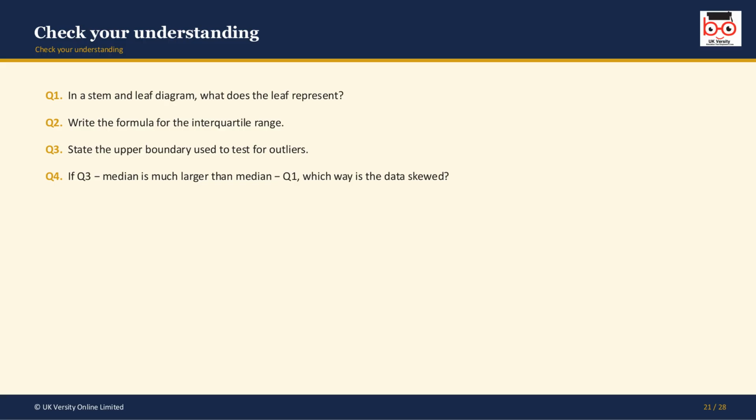Let's pause and check a few things. In a stem and leaf diagram, what does the leaf represent? Can you write down the formula for the interquartile range? What's the upper boundary you use to test for an outlier? And if the gap from the median up to Q3 is much bigger than from Q1 up to the median, which way is the data skewed? Have a think before we carry on.